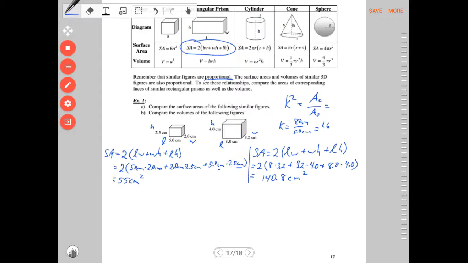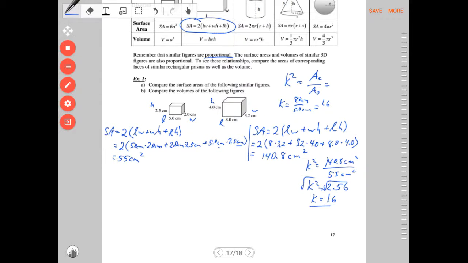If we compare these, k squared should be 140.8 centimeters squared divided by 55 centimeters squared. So k squared, when you type that in, is 2.56. Then we square root each side, so k equals, oh look, it really does equal 1.6. Oh, nice. So it works. Fantastic.